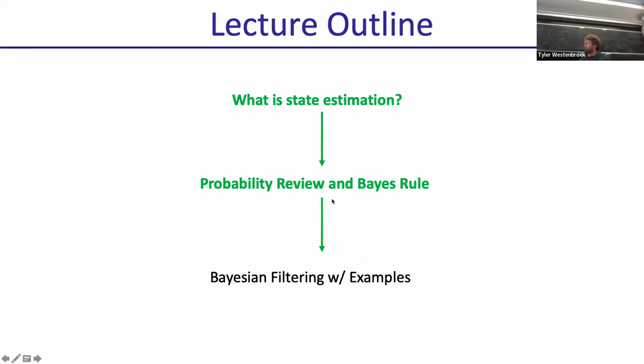Great. So any questions on the probability review? In the last part of the lecture, we're basically just going to weaponize Bayes' rule and the law of total probability a lot, and we're going to try to understand how to estimate the state of our system. So any questions on the probability review?